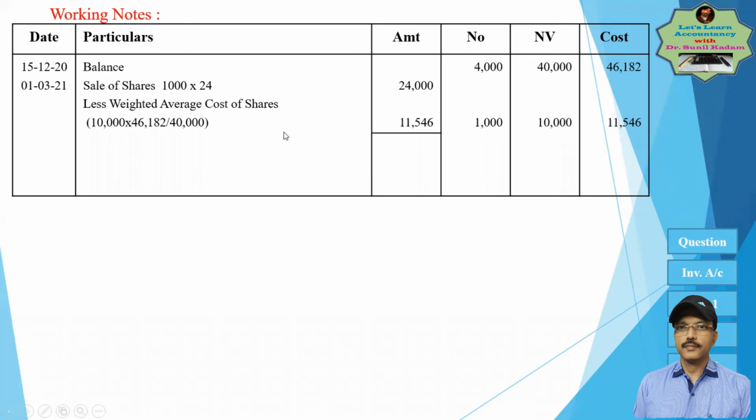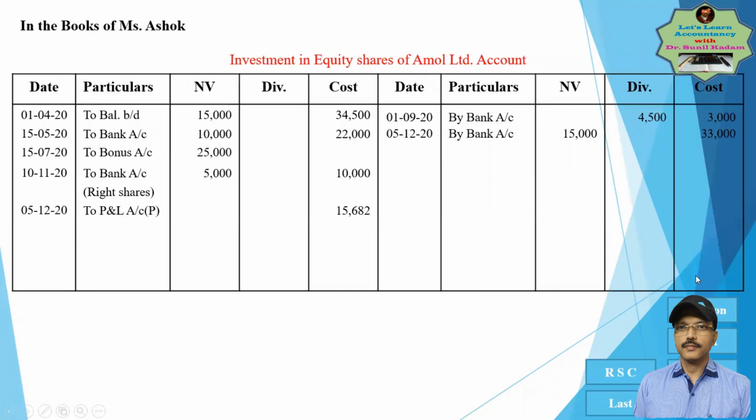It seems there's a profit. Profit on sale is 2,400. And this has to be recorded by passing the entry. Bank account debit 24,000, to investment in equity shares 11,546, to profit and loss account 2,400. So for ledger posting in the investment account, on the credit side, 1st March 21 by bank, it is 10,000 nominal value and it is sold for 24,000, and the profit will be debited on 1st March 21, profit and loss account, profit on sale.